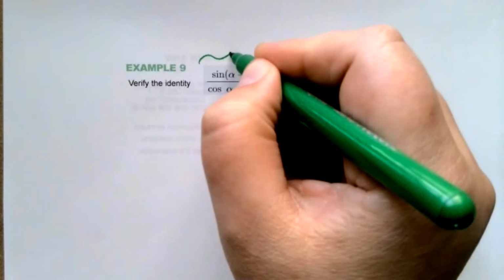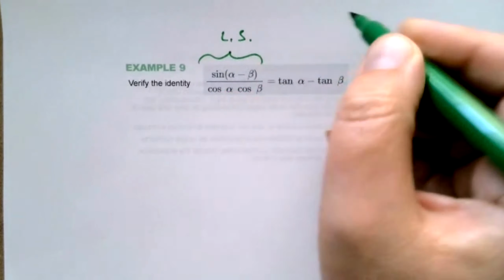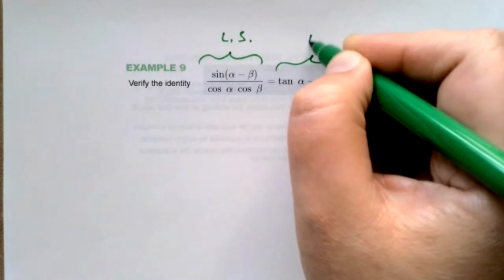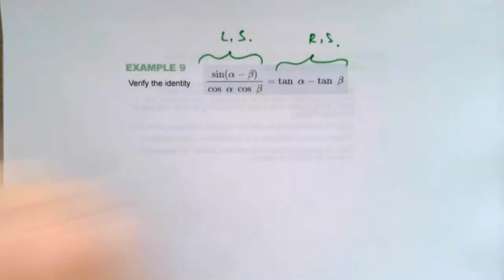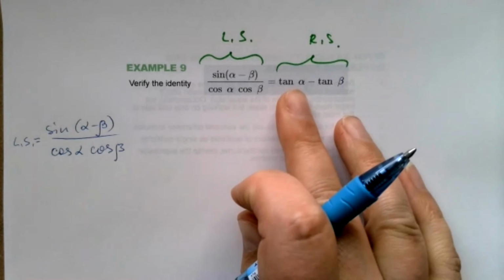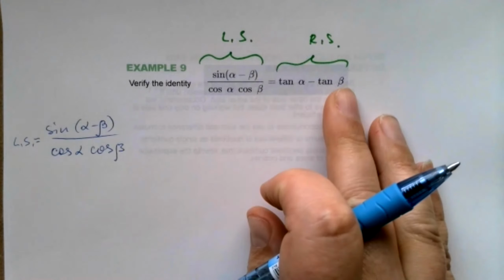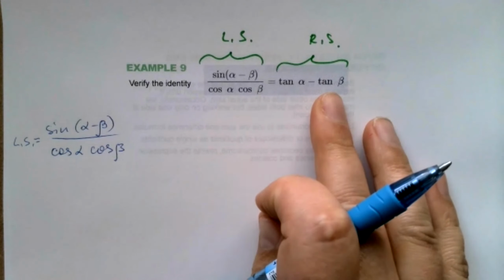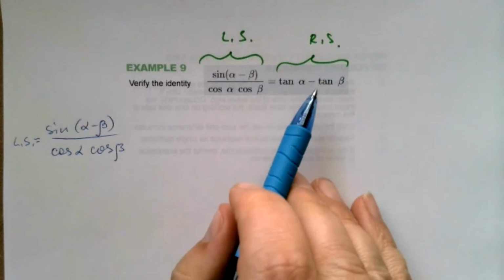Let's try one more. This is example 9, and I have my left side and the right side, and I think the left side is more complex, so I'm going to start there. So that's my left side. Now I notice on the right side, I have tangent alpha and tangent beta. So that kind of gives me a direction in which to trend.